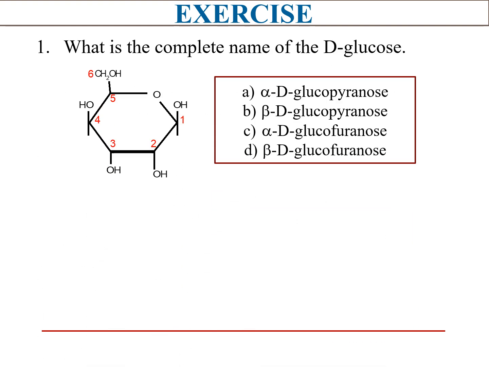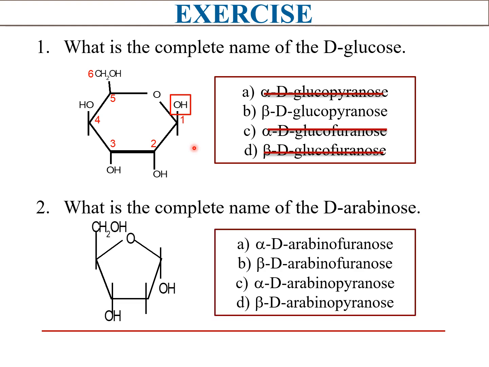I supposedly should ask you what is the complete name of the D-glucose. Glucose is for sure a pyranose because it's a six-membered ring. Therefore, we eliminate the other two answers, C and D. And this is the tough part. A lot of students cannot remember about this anomeric carbon, where the OH could be upwards or downwards. This is upwards, therefore it is beta D-glucopyranose. That's the correct answer for this question.